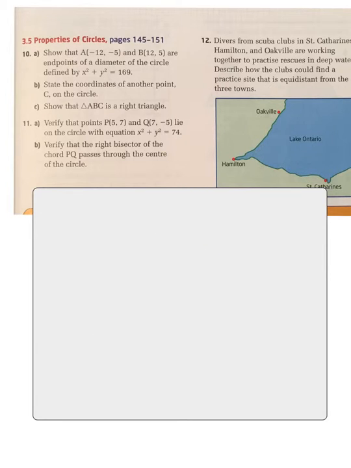Question 12 says, divers from St. Catharines, Hamilton, Oakville are working together to practice their deep water skills, and we have to find a practice site that's equidistant from the 3 towns. Well, we draw a triangle between the 3 towns, and all we need to do is find the perpendicular bisector of each of these 3 lines, and that will be the point that is equidistant from the three towns. So the practice site is in the middle of the lake somewhere because of the perpendicular bisector. All you have to do is describe it.